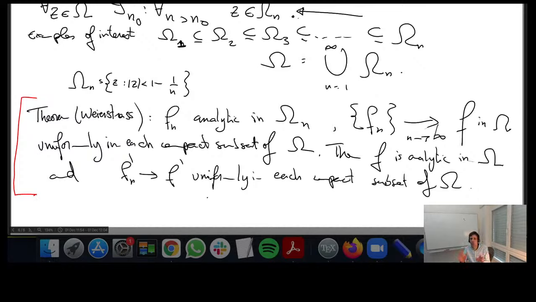Okay, sorry for taking a few extra minutes, but you might use this theorem in exercise class. I just wanted you to see it, and then Friday we'll prove it and explore some implications of it.